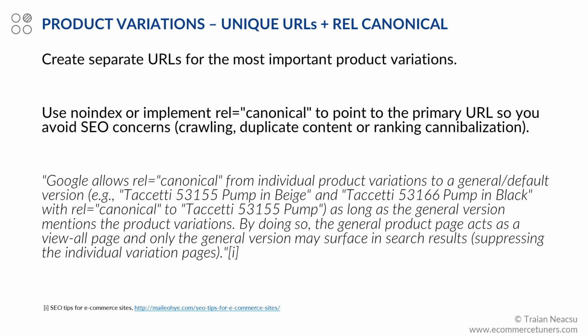The following is a quote from Google. Google allows rel canonical from individual product variations to a general or default version, as long as the general version mentions the product variations. By doing so, the general product page acts as a view all page, and only the general version may surface in search results.